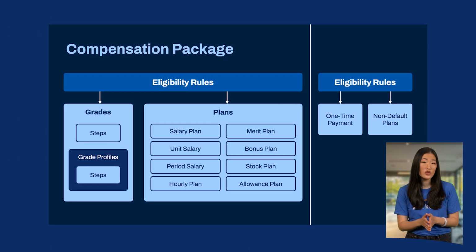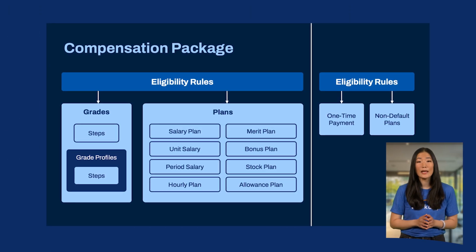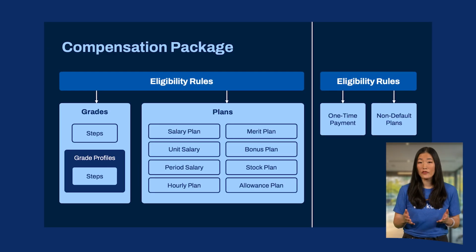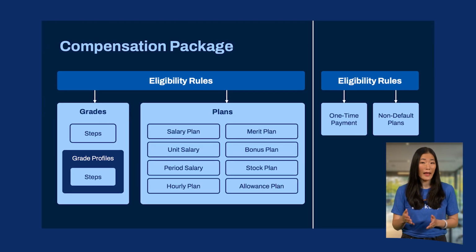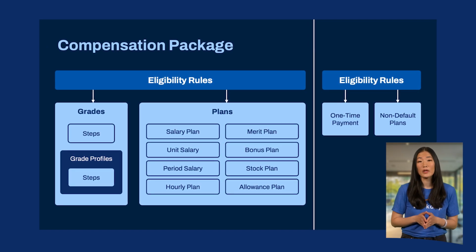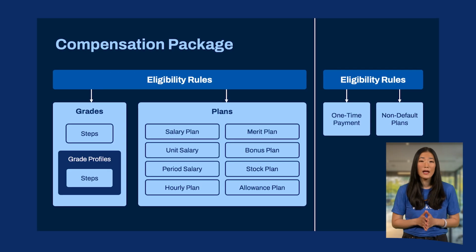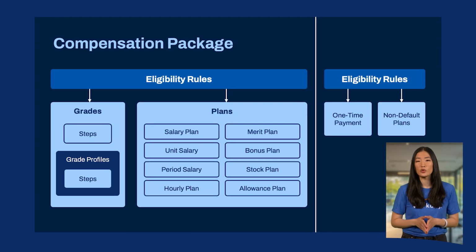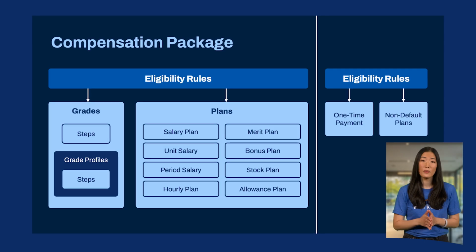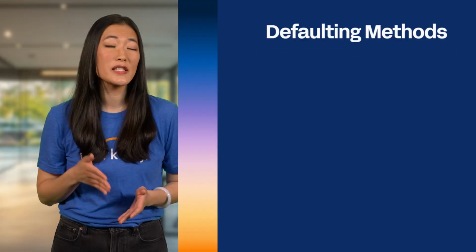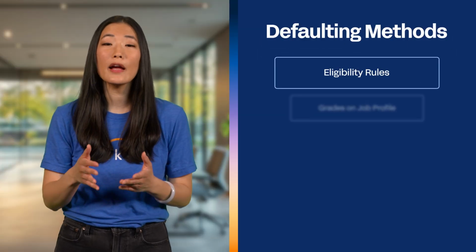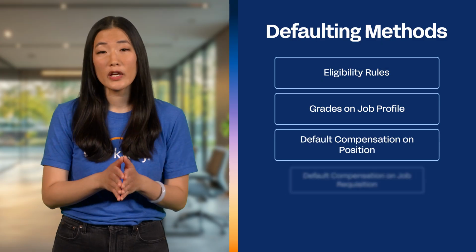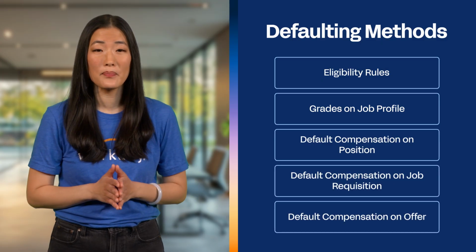Also, the relationship between packages and plans is important. Any plans that should default need to also be in a package. However, any plans that should be selectable for a specific group of employees, but should not default, need to have an eligibility rule, but should be outside of a package. You can use different defaulting methods to drive what components populate during a transaction for an employee.